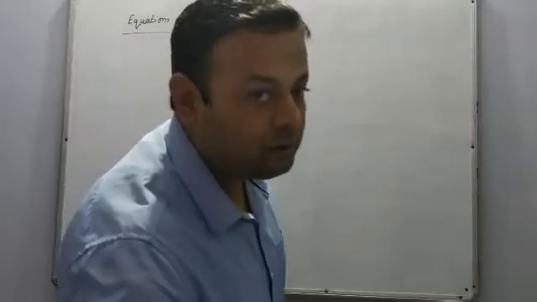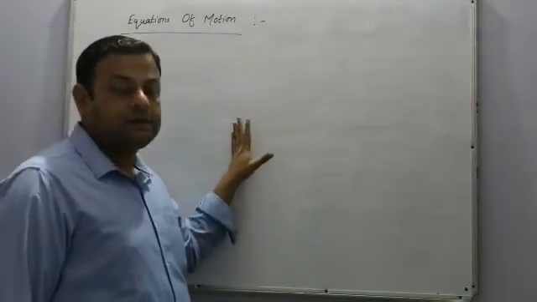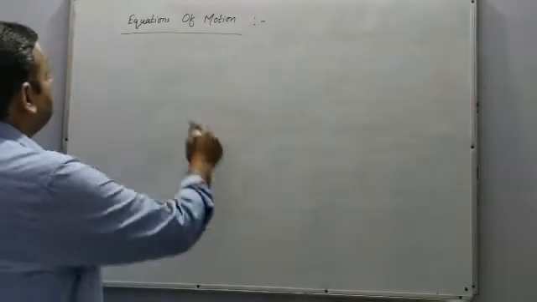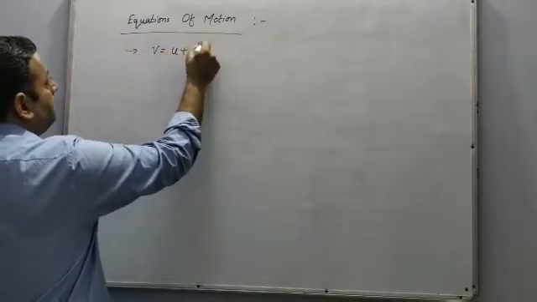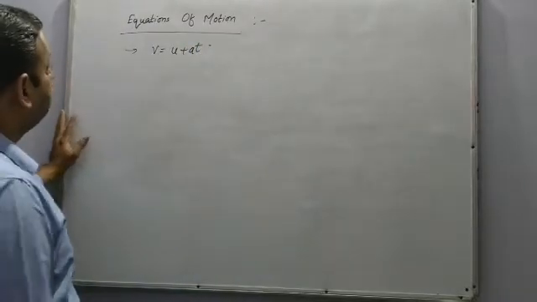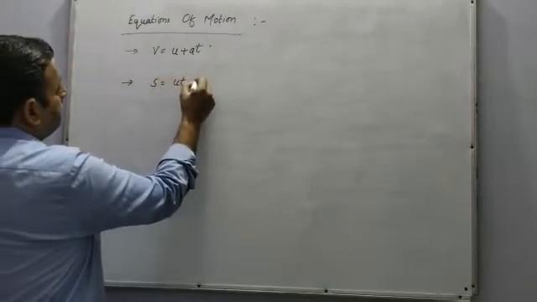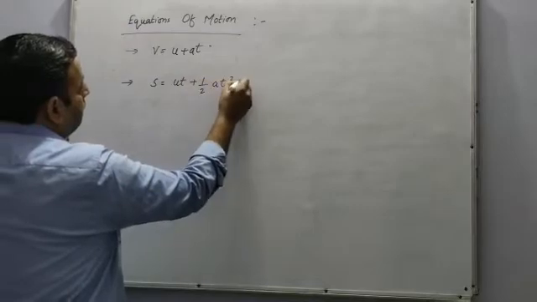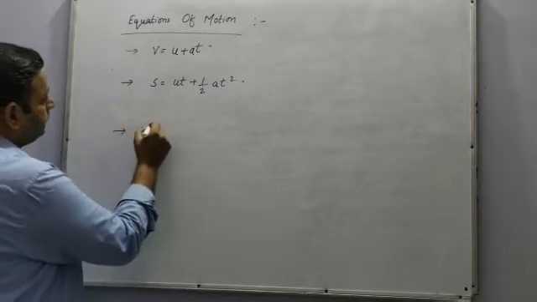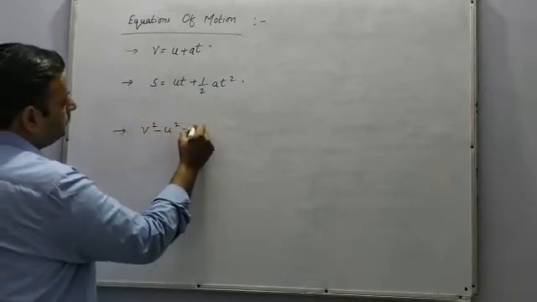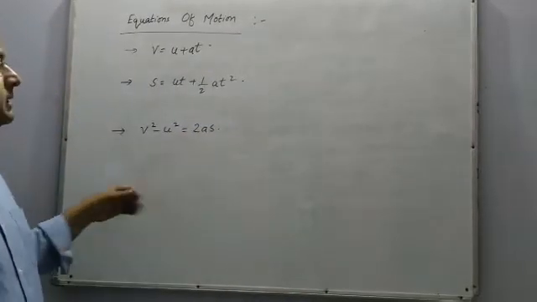Dear students, today we are going to discuss the equations of motion in the chapter Motion, Physics, class 9th. The first equation of motion is V is equal to U plus AT. The second equation is S is equal to UT plus half AT square. And the third equation is V square minus U square is equal to 2AS.